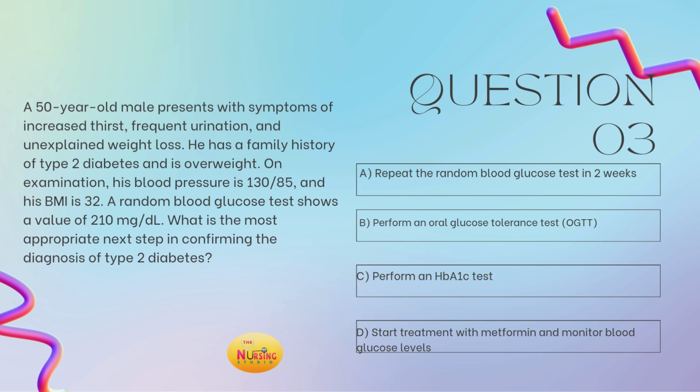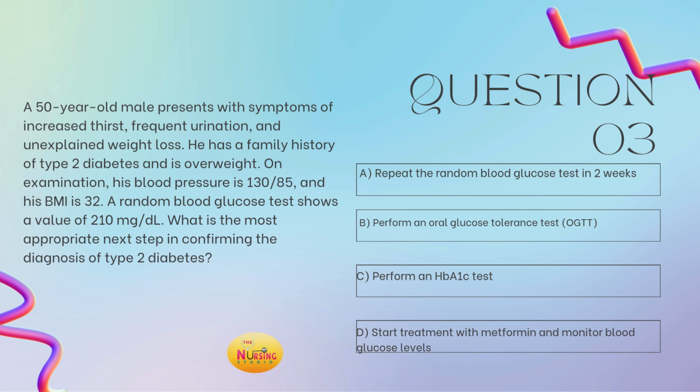to confirm the diagnosis. So here in our assessment, we have a 50-year-old male. He has symptoms of increased thirst, frequent urination, unexplained weight loss. Classic presentation for diabetes, right? He has a family history of type 2 diabetes, and he's overweight. His blood pressure is slightly elevated, 130/85. BMI is 32, confirming that he's overweight. And then a random blood glucose test is greater than 200, right?